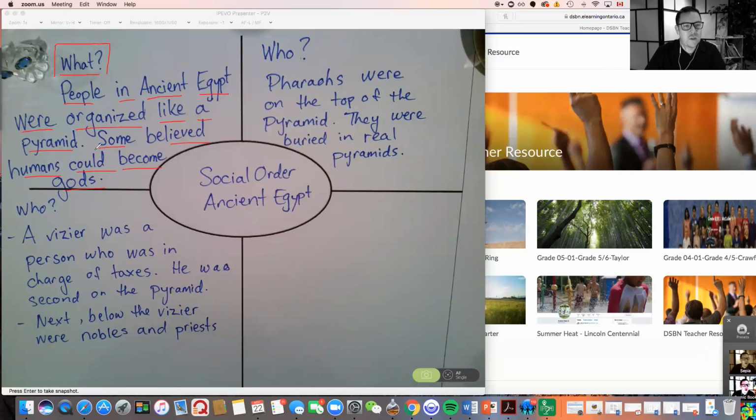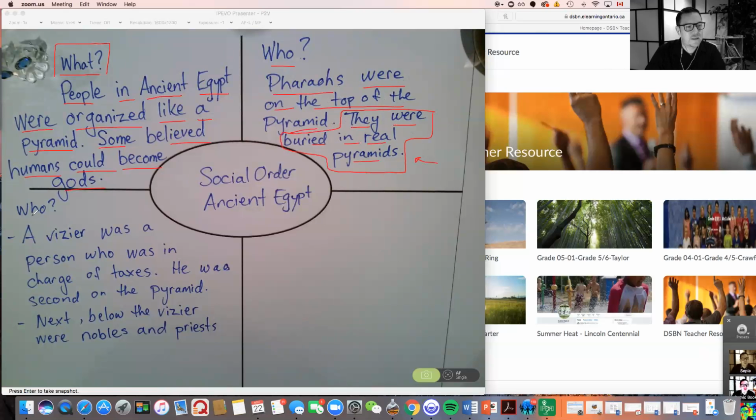And if you want to look at a picture, then you could look at David and Jared's Foursquare to see that, okay? And then next, I decided it doesn't matter where I go, I can go across. I said I can talk about who. So pharaohs were on the top of the pyramid. That's because they were the most powerful, okay? They were buried in real pyramids. So this is proof that they were the highest part of society, because they got a special burial place. So that's a very important fact I decided to include.